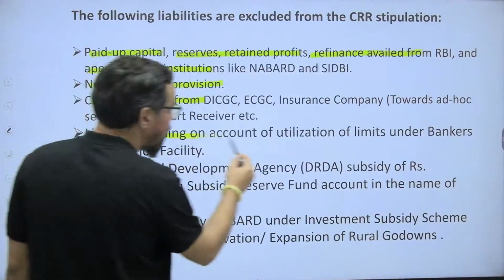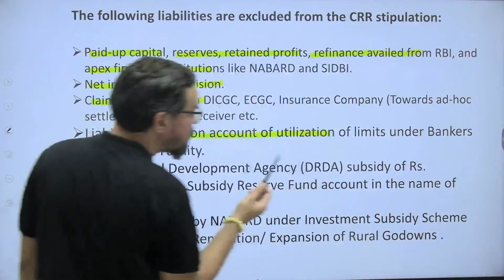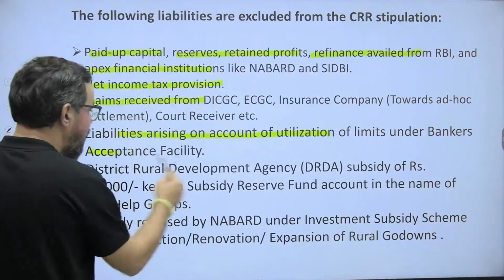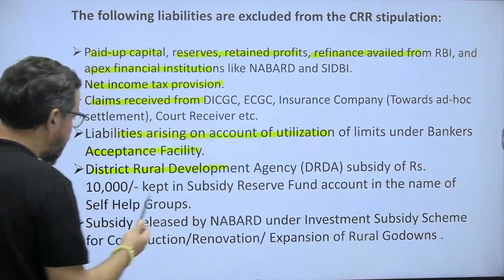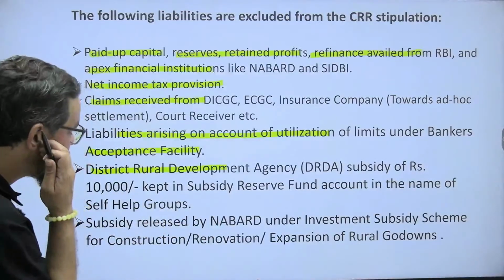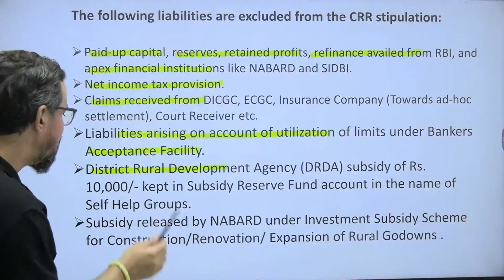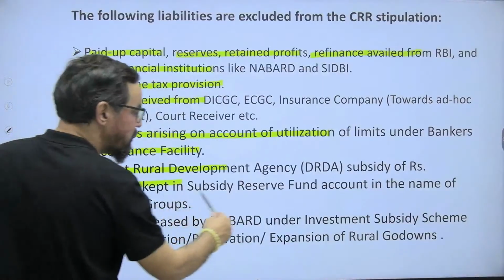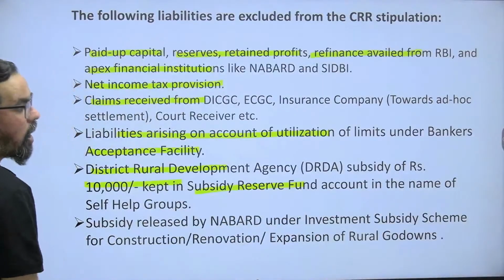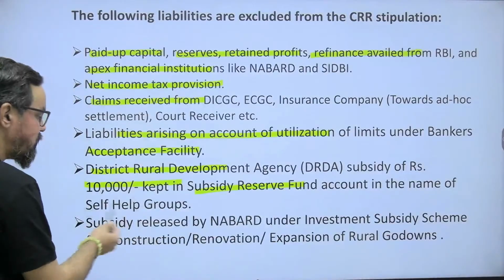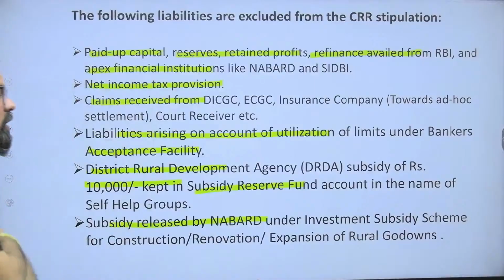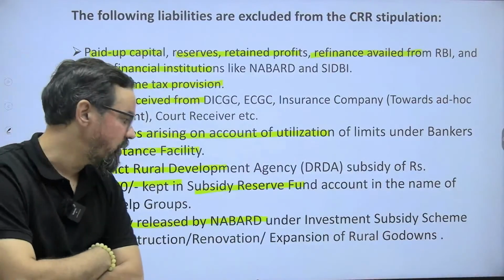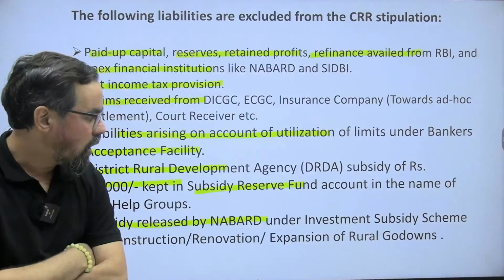Liabilities arising on account of utilization of limit under banker acceptance policy. District Rural Development Agency, DRDA subsidy up to 10,000 kept in subsidy reserve fund account in the name of self-help groups. Subsidy released by NABARD under the investment subsidy scheme for construction, renovation, expansion of rural godowns.